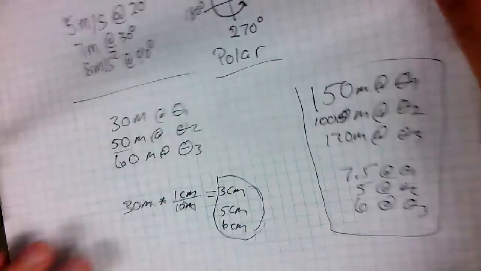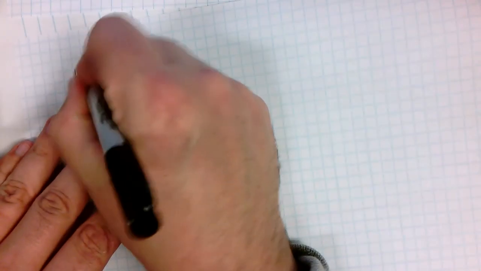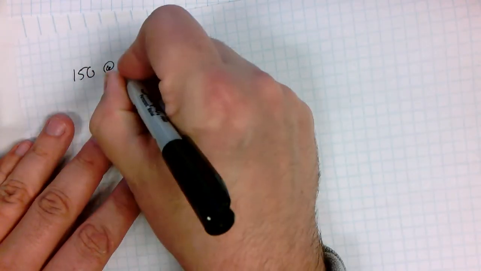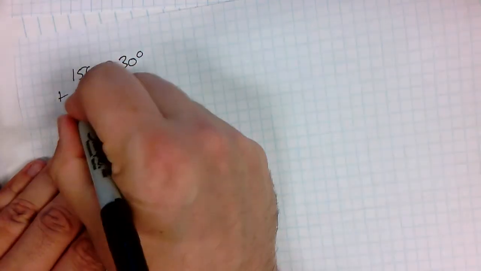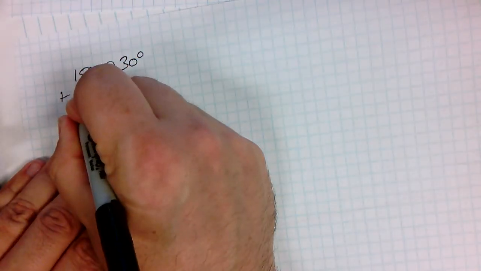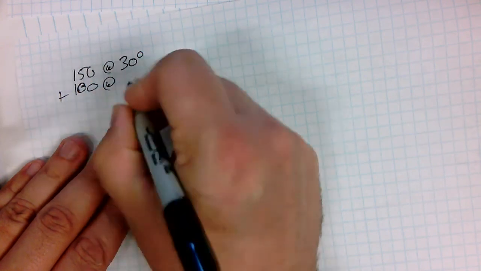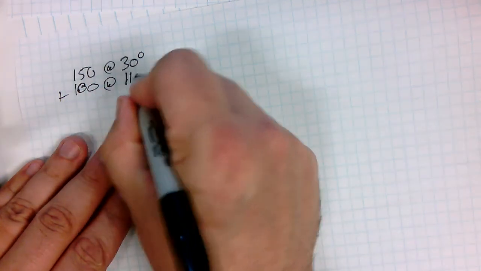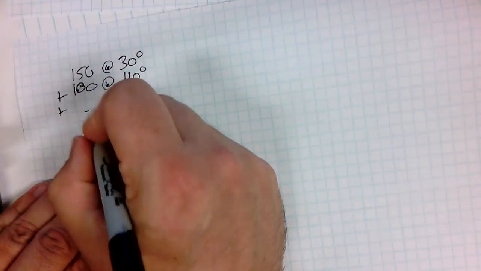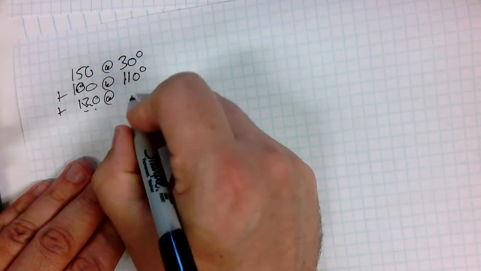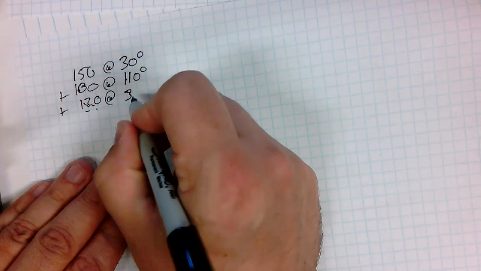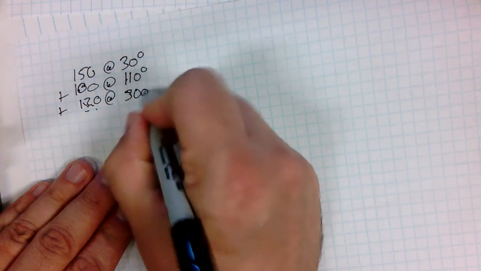Let's do a vector addition problem. So the problem we're going to do is going to be, again, to take 150, and let's make that at 30 degrees, plus 100 at, let's make that at 110 degrees, plus 120 at 300, and just let's make it even 300 degrees.